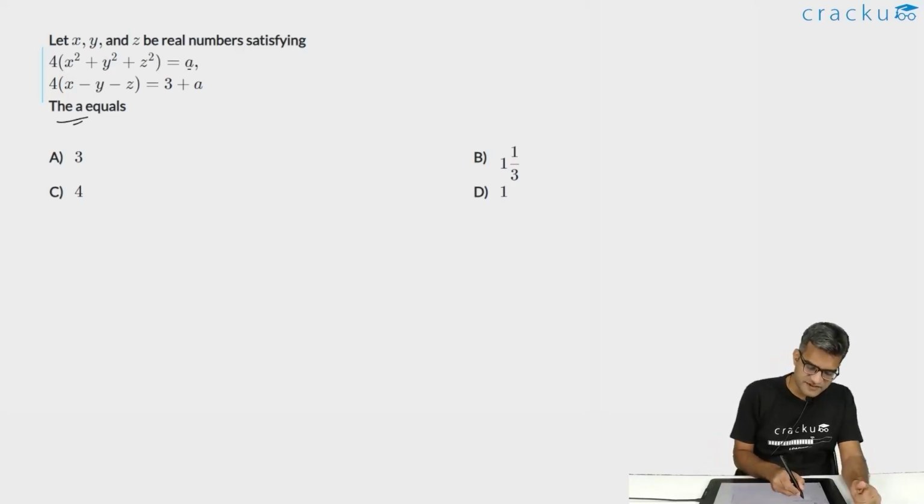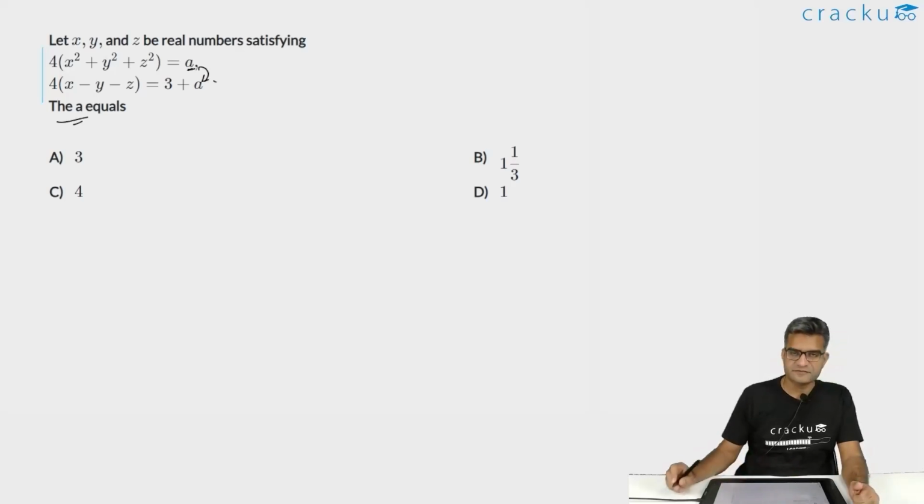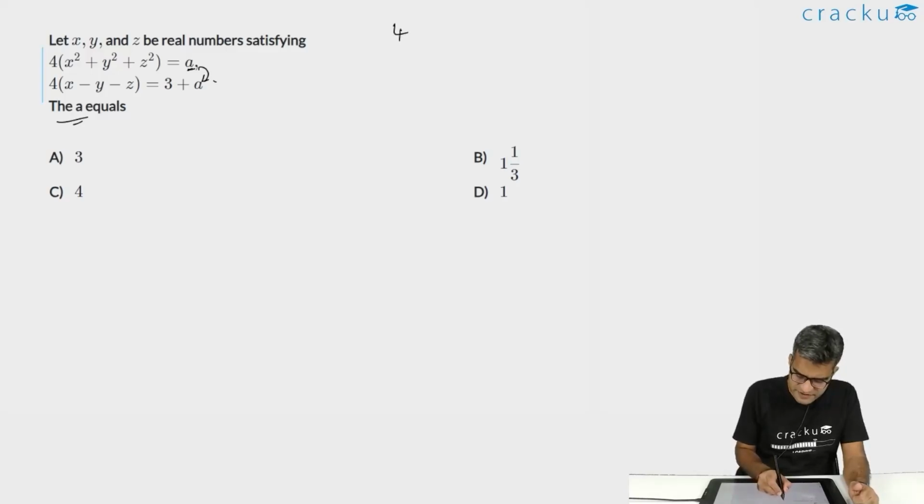The first thing we'll do is substitute the value of A in the second equation. So what we are given is 4 times x minus y minus z, which is equal to 3 plus A, which is 3 plus, this is the value of A, 4 times x square plus y square plus z square.